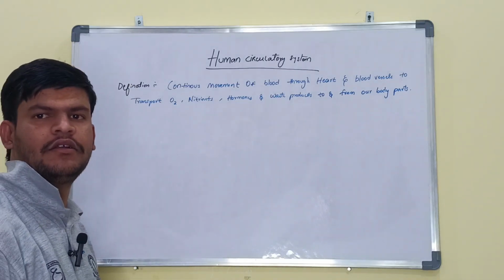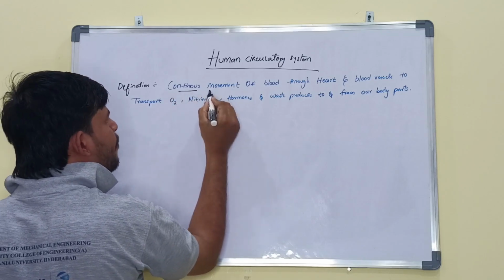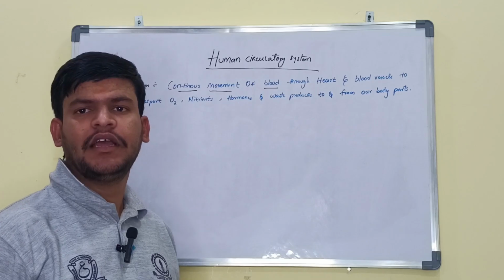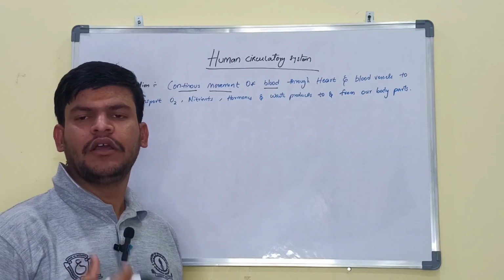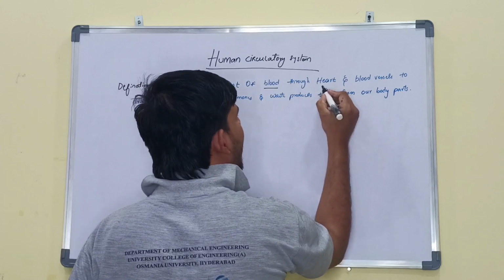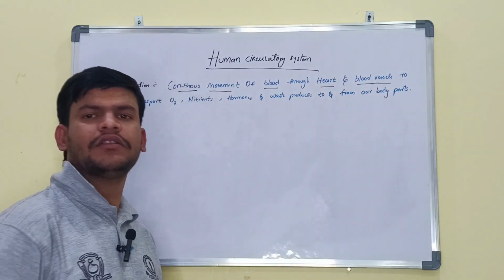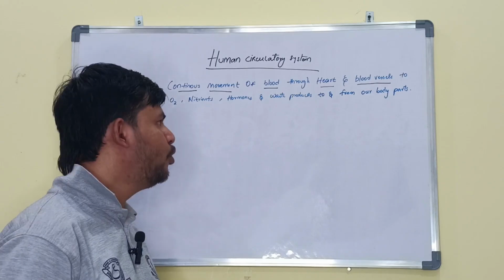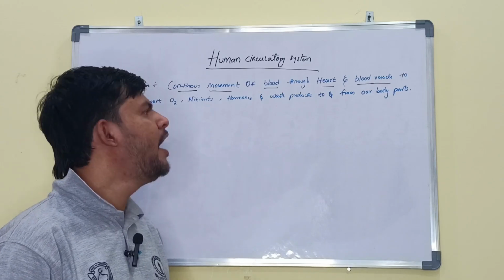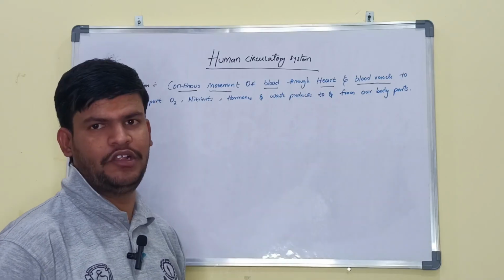Let's break the definition. Continuous movement of blood. As we know, in our body, the continuous blood flow occurs through heart and blood vessels. The function of heart is to pump the low pressure blood into high pressure blood and supply the blood to all the body parts through blood vessels.